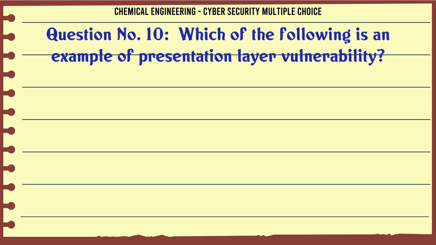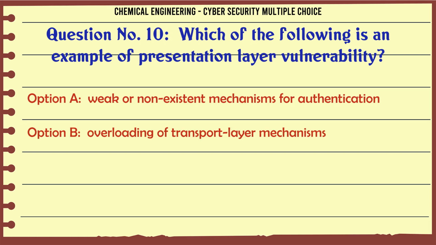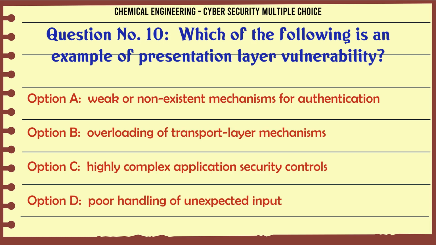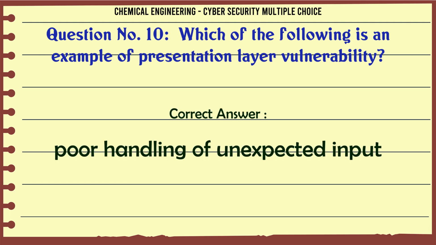Which of the following is an example of presentation layer vulnerability? A. Weak or non-existent mechanisms for authentication. B. Overloading of transport layer mechanisms. C. Highly complex application security controls. D. Poor handling of unexpected input. The correct answer is poor handling of unexpected input.